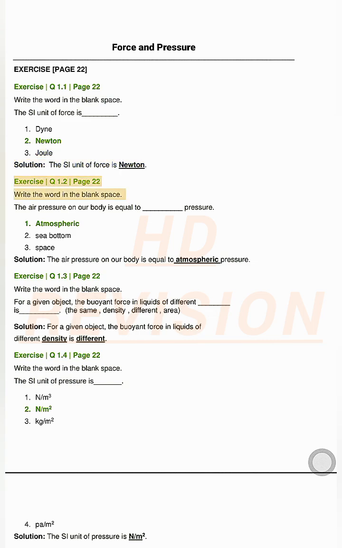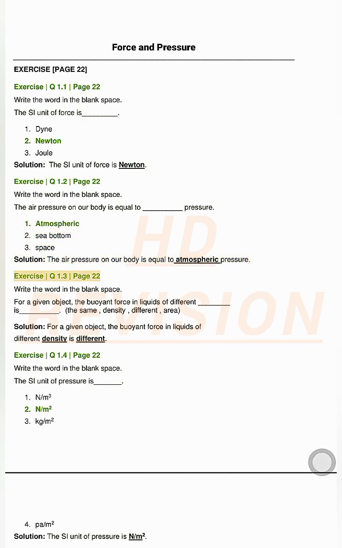Exercise Q 1.2 page 22. Write the word in the blank space. The air pressure on our body is equal to underscore pressure. 1. Atmospheric 2. Sea bottom 3. Space. Solution. The air pressure on our body is equal to atmospheric pressure.